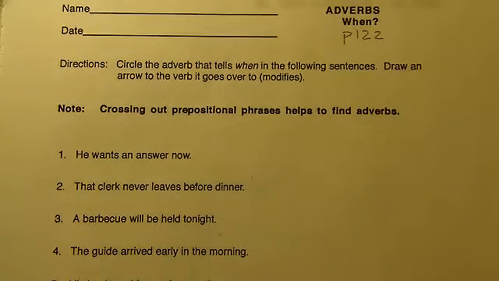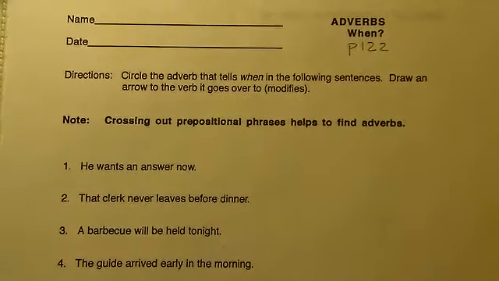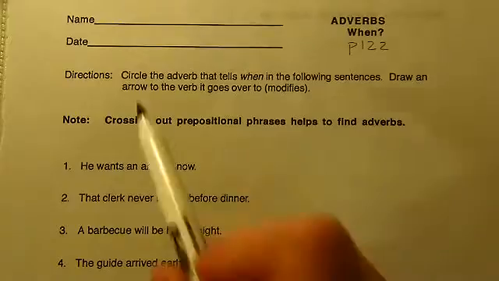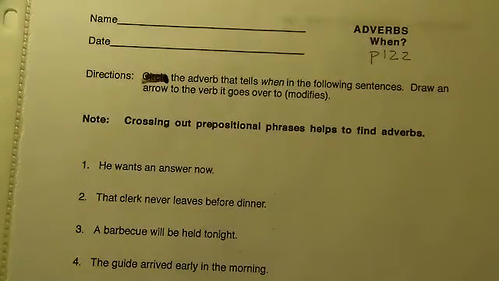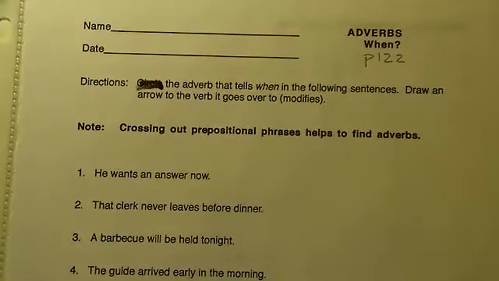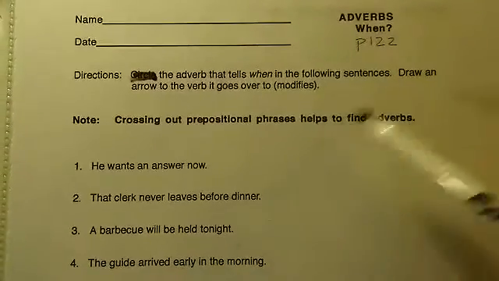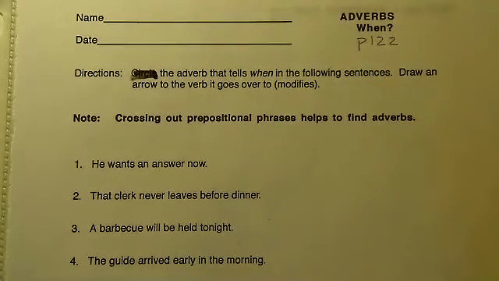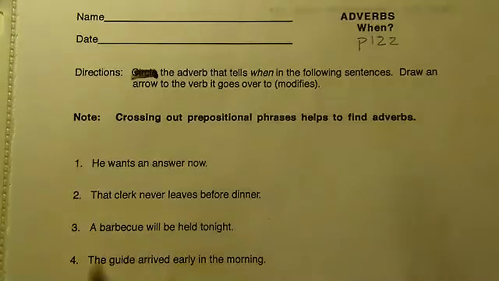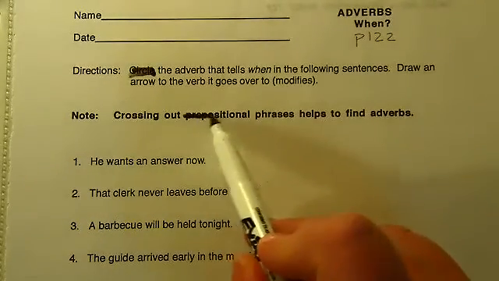I wanted to give you a little help today as you worked on your adverb paper. This is page 122. I wanted to change the directions a little bit. We're not going to be circling the adverb, but the direction said circle the adverb that tells when in the following sentences, and then we're going to draw an arrow to the verb it goes over to. And remember, going over to is the word modifies, and we want to really work hard on using our English vocabulary. When we're trying to find adverbs, something that will help you is to cross out the prepositional phrases.